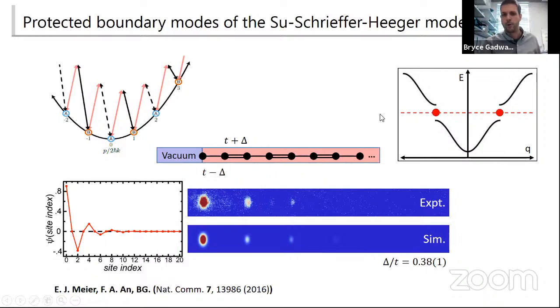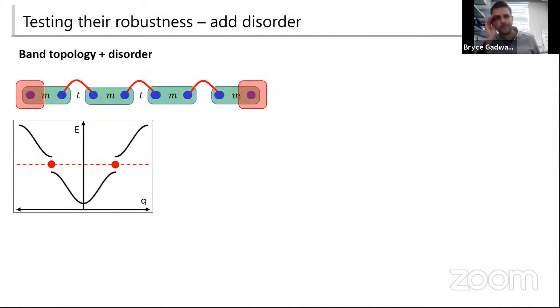So to have the mode at the left end hybridize with the mode at the right end, we'd have to overcome a big energy gap to the bulk states. And so one thing you might want to do is to add disorder and test the robustness of these states. And so here I've drawn, a bit suggestively, how these states come about.